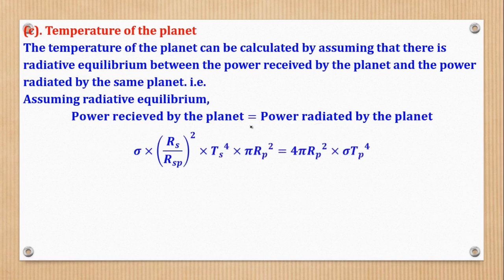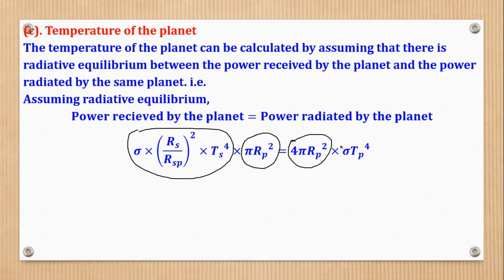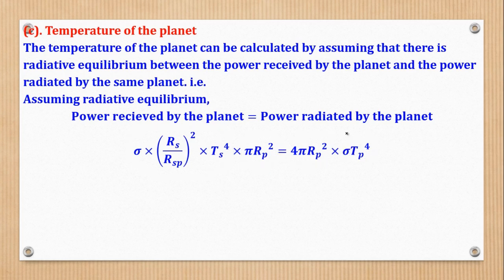So what is the formula for power received? We have seen that it is energy intensity times the circular cross-section area. Then power radiated is surface area times Stefan's constant times the temperature raised to the power 4. So when I equate the two, I'll be able to make Tp the subject, and that will be the temperature of the planet.